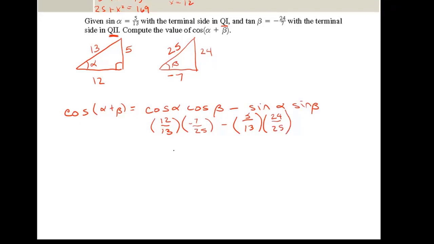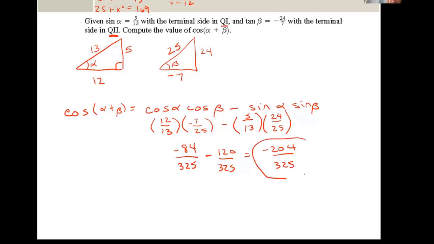So we have negative 84 over 325 minus 120 over 325, which is equal to negative 204 over 325. And so look what I did. Without a calculator, I've calculated what the cosine of alpha plus beta is. Okay? Any questions?